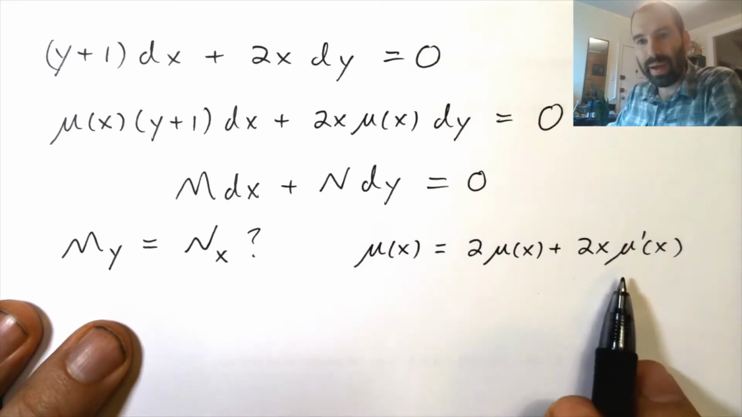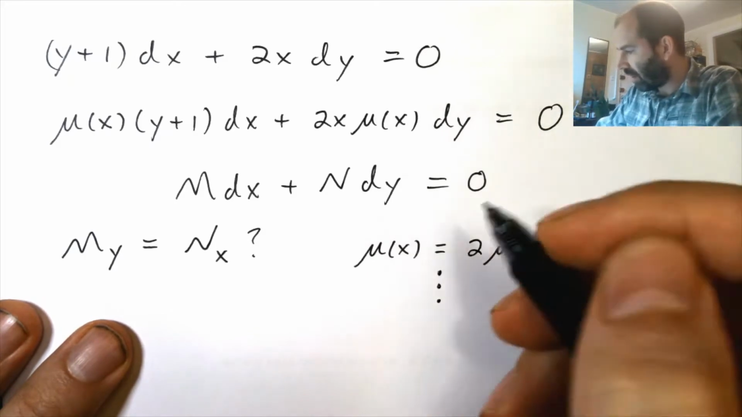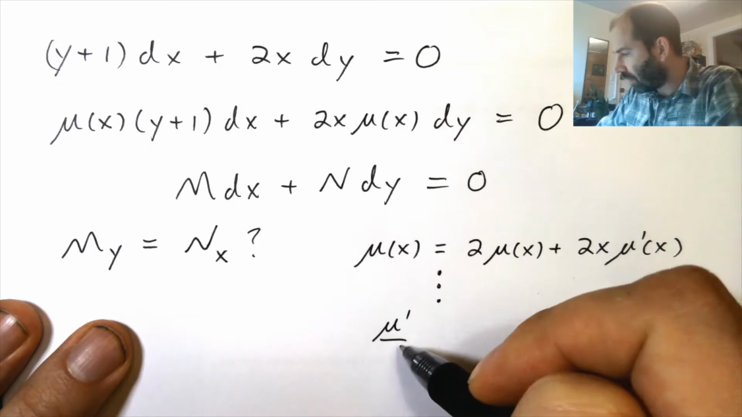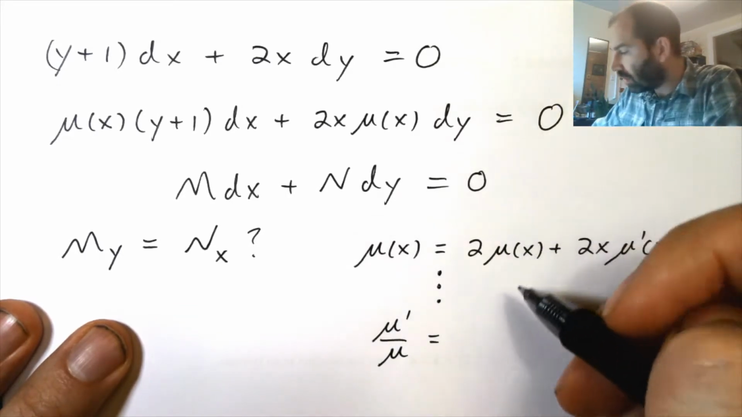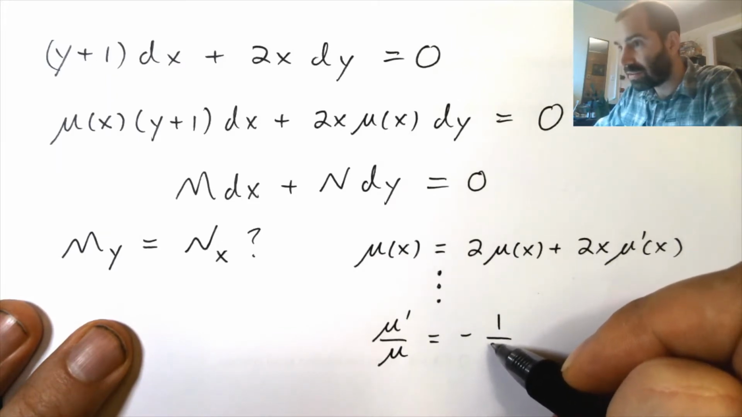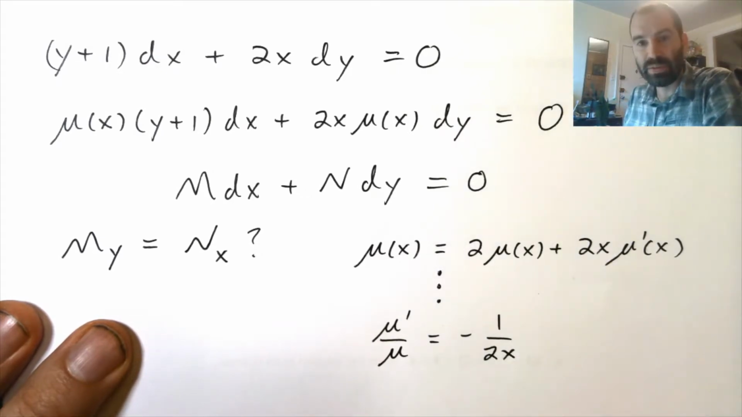All right, welcome back. Let's check our work here. What you'll end up with is mu prime over mu equals negative 1 over 2x. This is what you should have gotten.